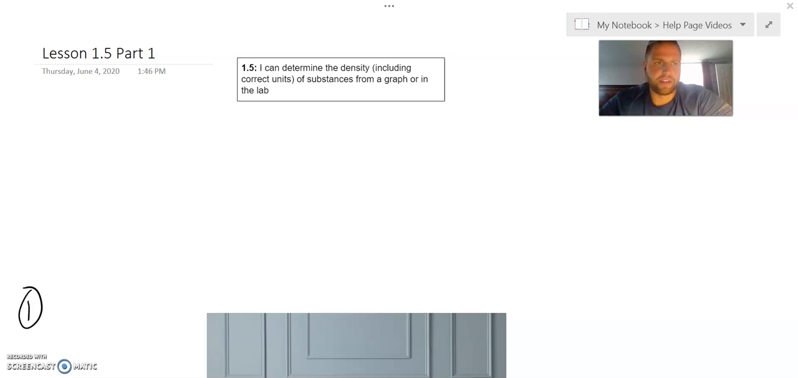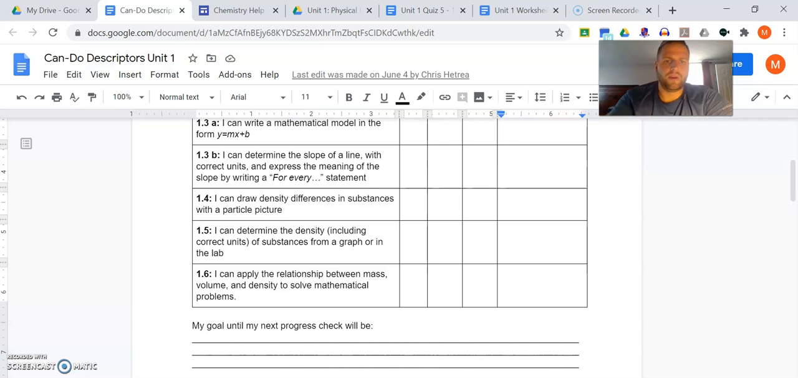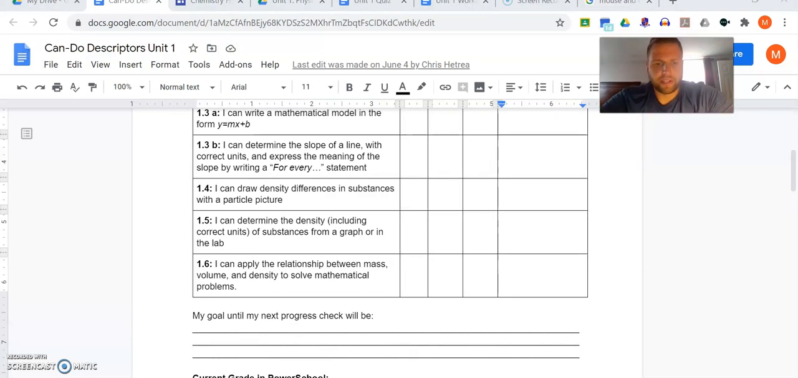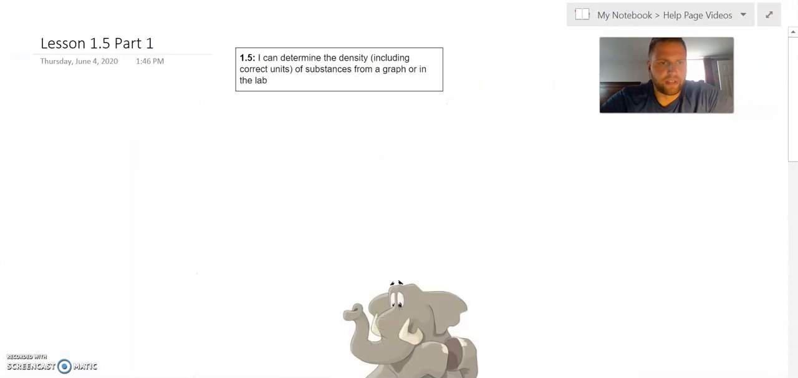Welcome back. Today's lesson will be descriptor 1.5, part 1. I can determine the density, including correct units, of substances from a graph or in a lab. If we look at our descriptor sheet, 1.5 is located here at the bottom, and that's the one we'll be going over today. All right, let's toggle back to the notepad and let's start talking about density here, okay?